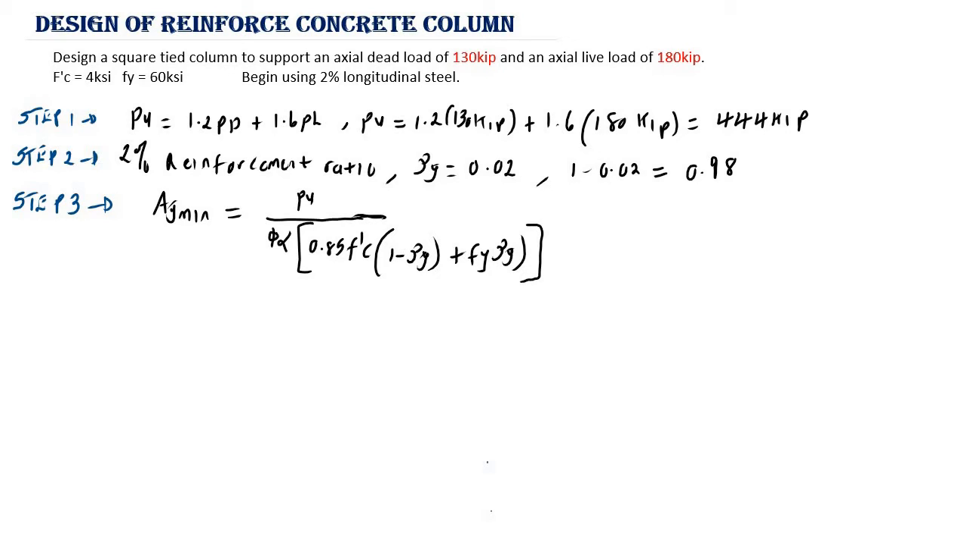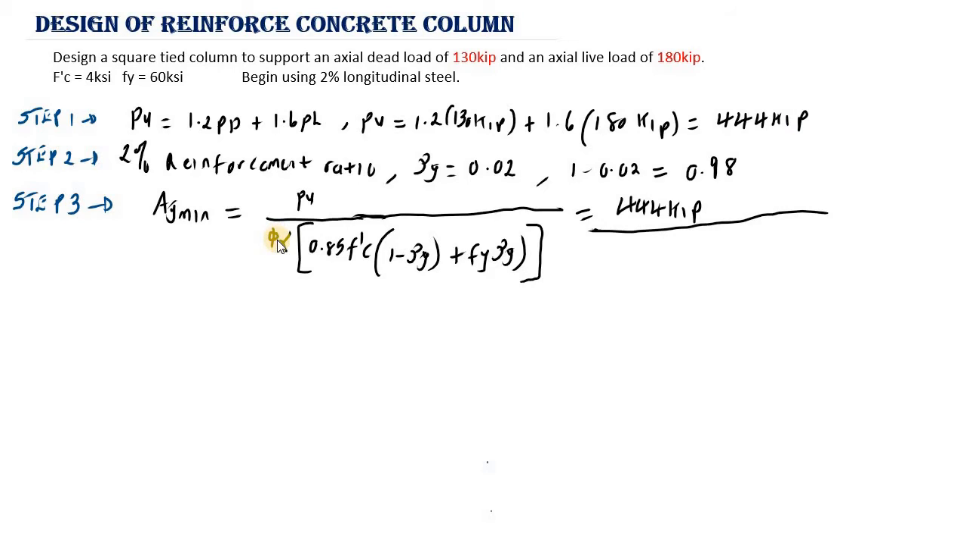So you just need to extend this side. Now this is the formula for AG minimum. All you need to do is input your values to calculate AG minimum. So let's input the values. This is equal to, what is PU? We already calculated PU. PU is 444 kip. So input this here. We have 444 kip, then divided by.